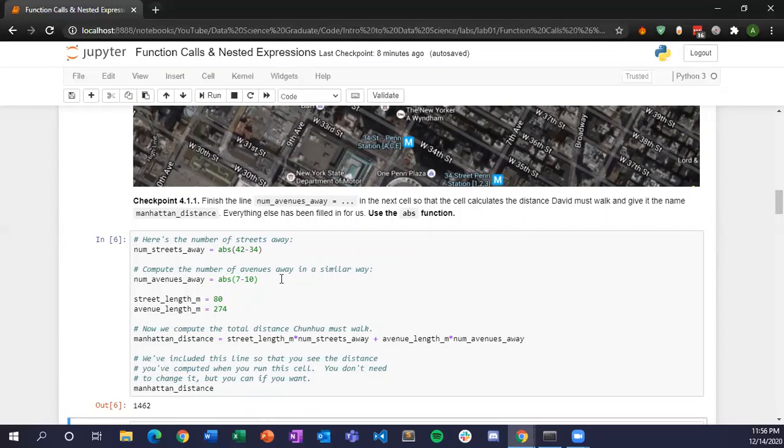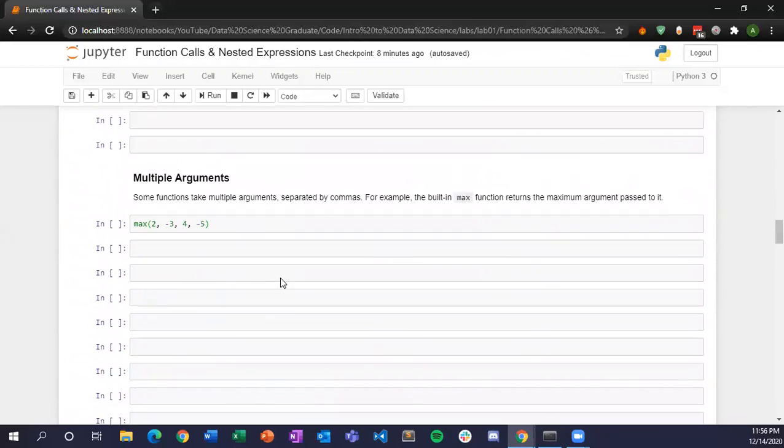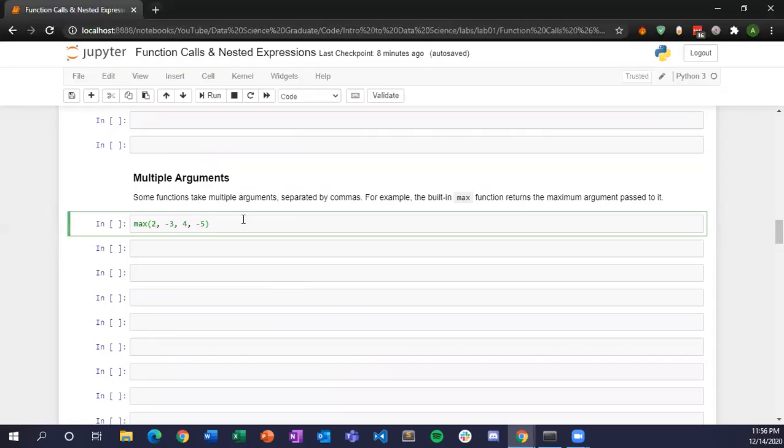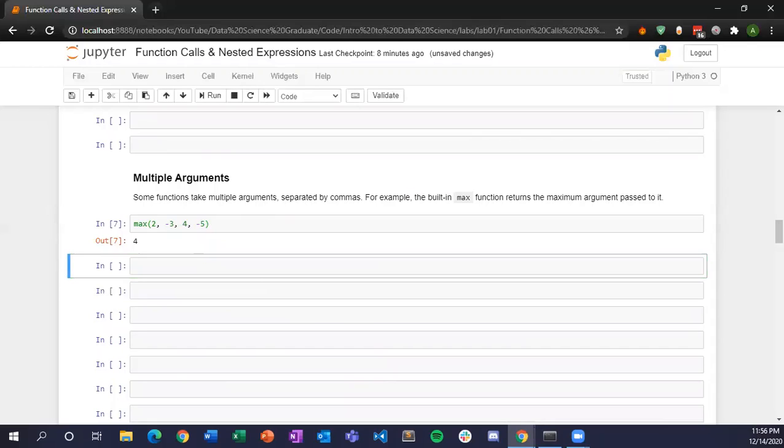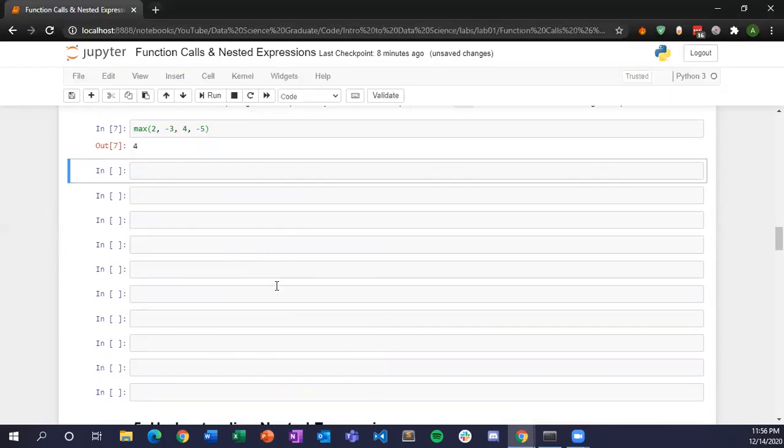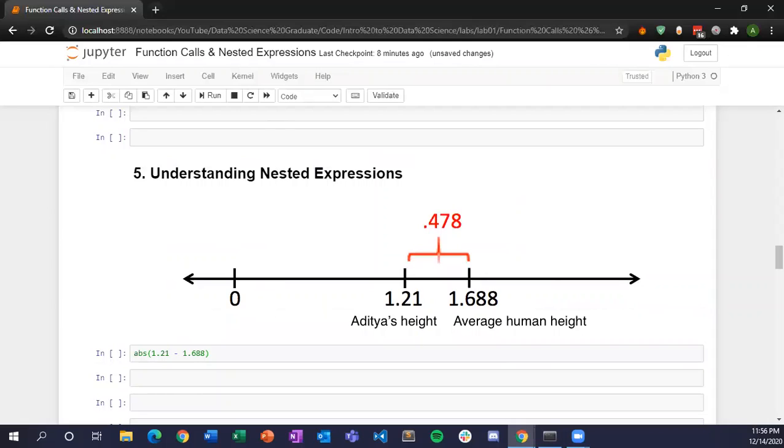Some functions take multiple arguments separated by commas. For example, the built-in max function returns the maximum argument passed to it, which we see here. Now, let's look at nested expressions. Function calls and arithmetic expressions can themselves contain expressions. We saw an example of that in the last checkpoint with absolute value of 42 minus 34, which has two number expressions in a subtraction expression in a function call expression.